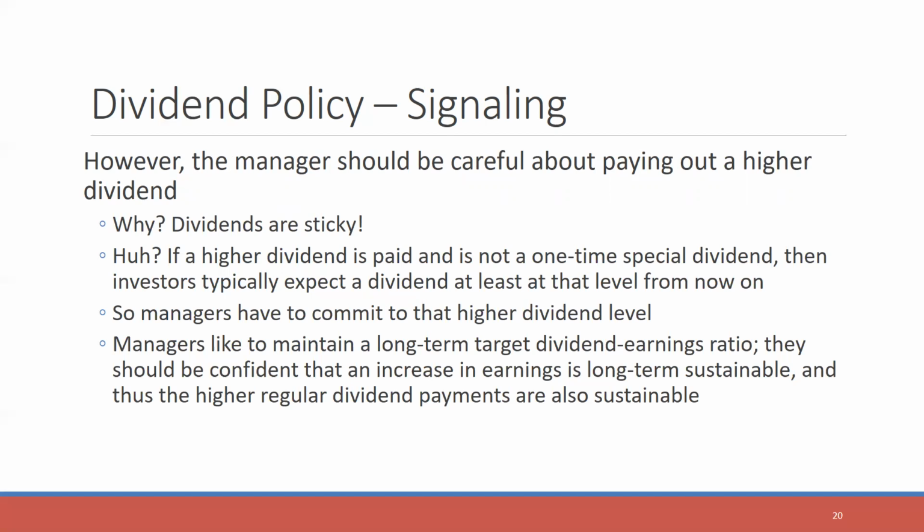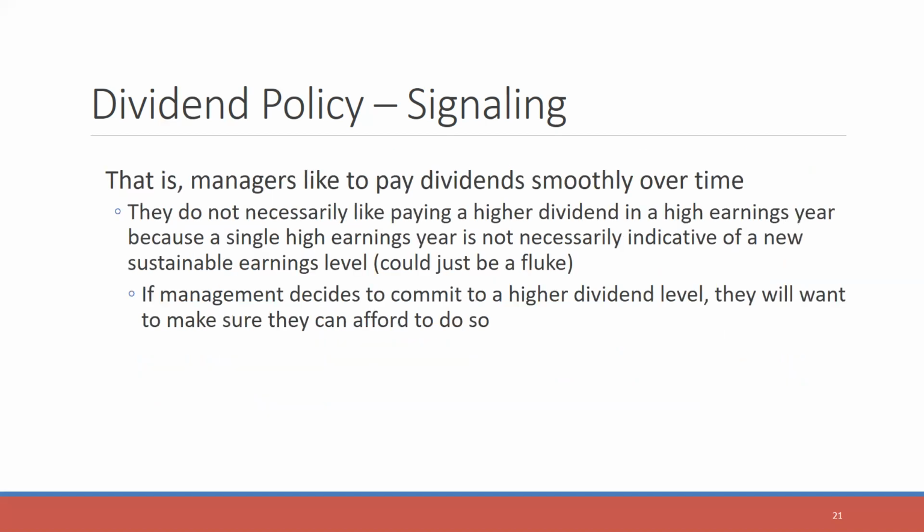Managers like to maintain a long-term dividend to earnings ratio. So you're going to want to be confident when you increase it that the increase in earnings is also sustainable. If the increase in earnings that's needed in order to sustain an increase in dividends isn't there, then you're not going to be able to maintain that high dividend. Said differently, if I'm paying you a larger dividend today, you will expect me to pay you a larger dividend going forward. And if I can't maintain that, I'm going to have to cut it, which is the worst thing.